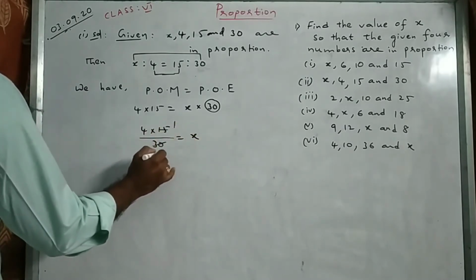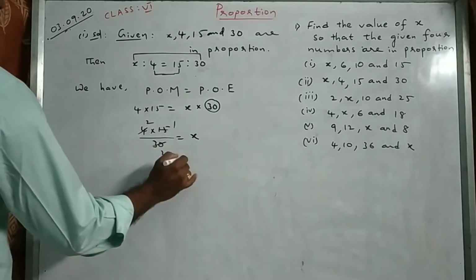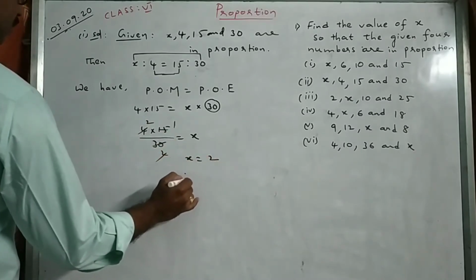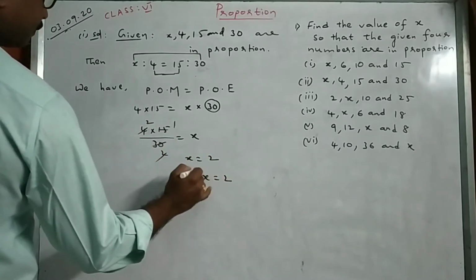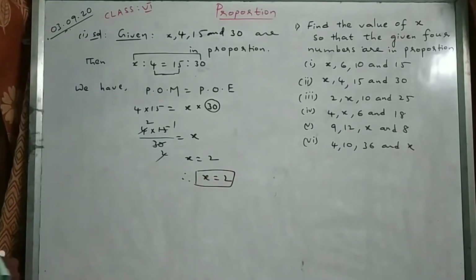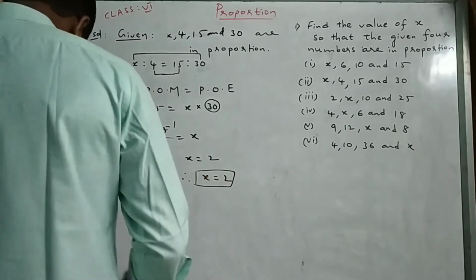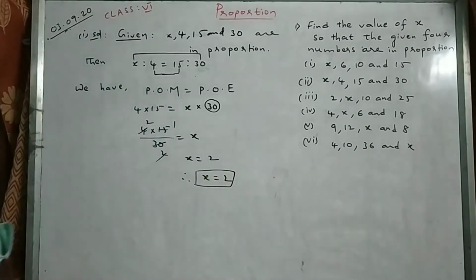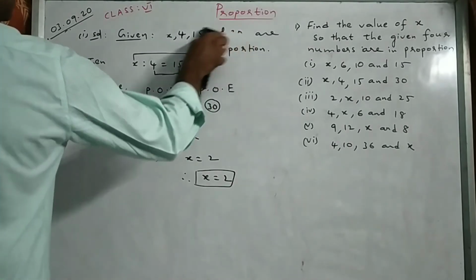15 ones, 15 twos, 2 ones, 2 twos. So x value how much? Easy? Same model. Next one.